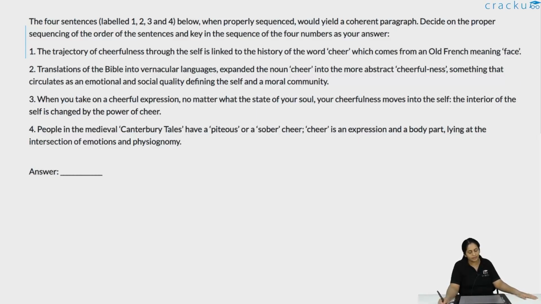The people in medieval Canterbury Tales have a piteous or a sober cheer. Cheer is an expression and a body part lying at the intersection of emotions and physiognomy.